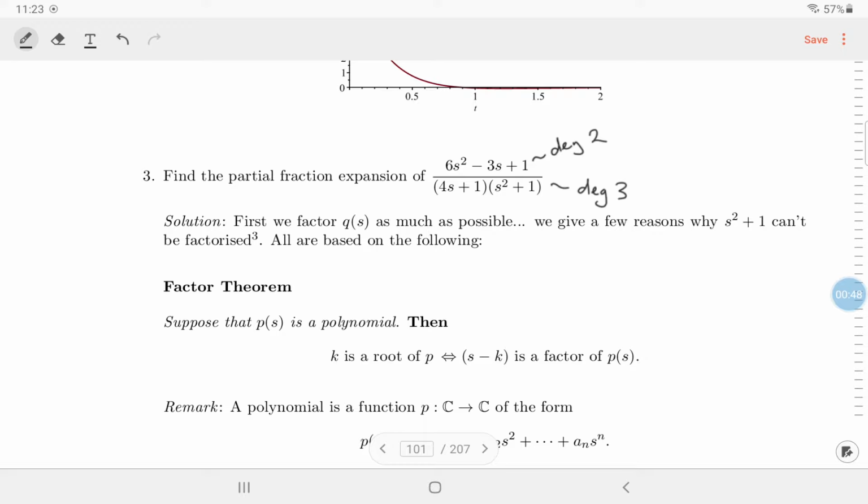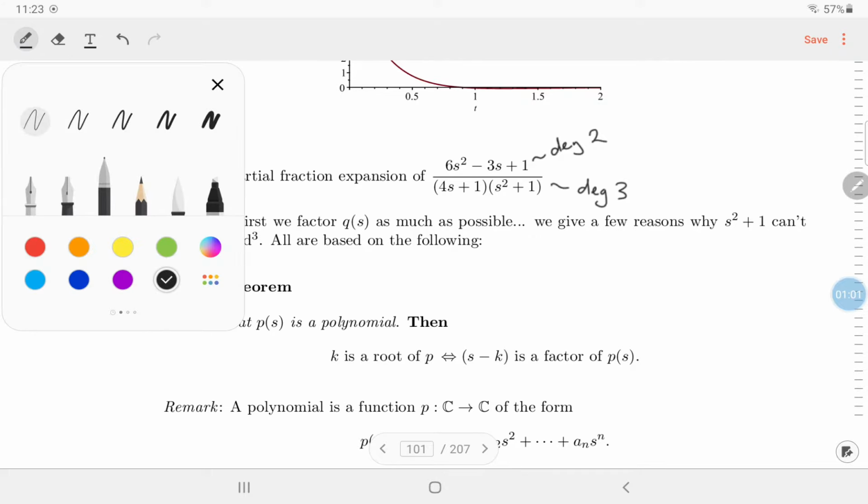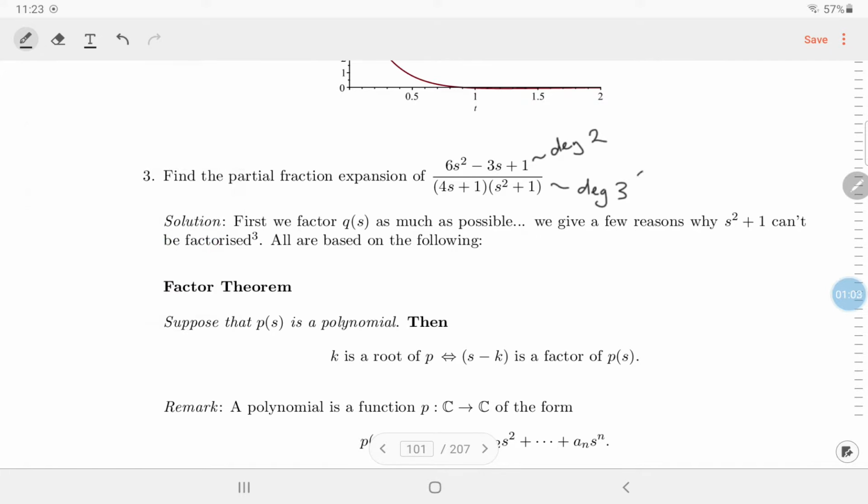You want to send this back using the inverse Laplace transform, but if you look in the tables, there isn't anything as complicated as this. So what you have to do is write this as a sum of simple terms. So that's what we need to do here. We need to write this as a sum of simple terms. Okay, so the first step is, in this you need to factorize the bottom.